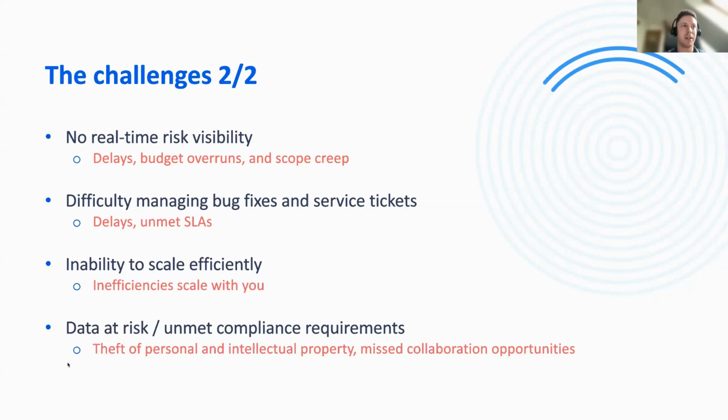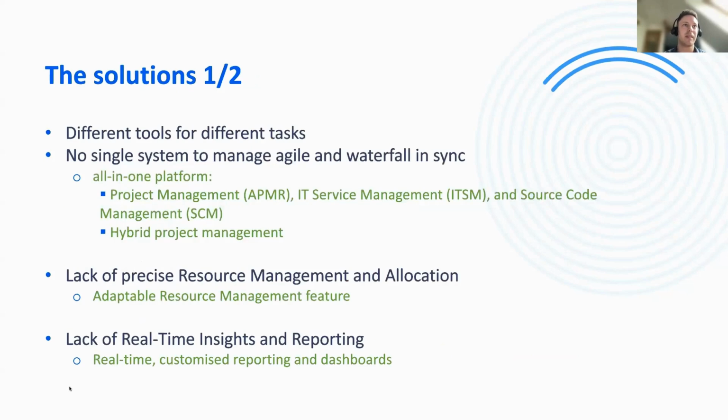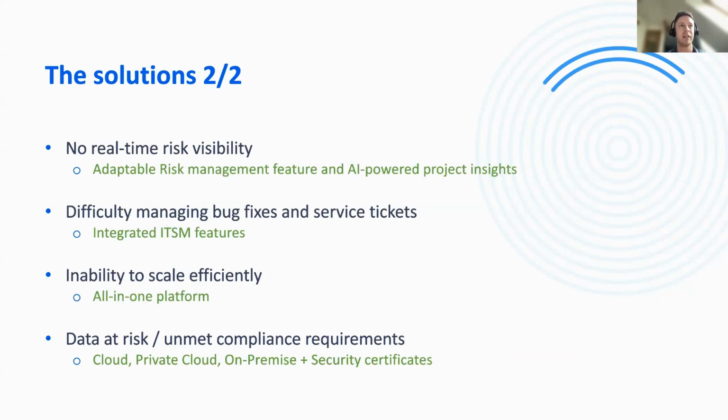So I wonder, wouldn't it be great if there was such a platform where you had all in one, where you had project management, IT service management, source code management, both Agile and Waterfall all in one? Wouldn't it be great if it also had features for resource management, for reporting and real-time insights, for risk visibility, that it also had the ability to support tickets and bug processes and so on. And because it's all in one, it's easier to scale.